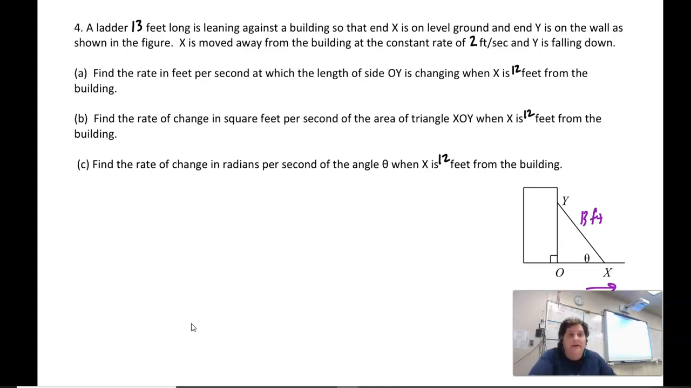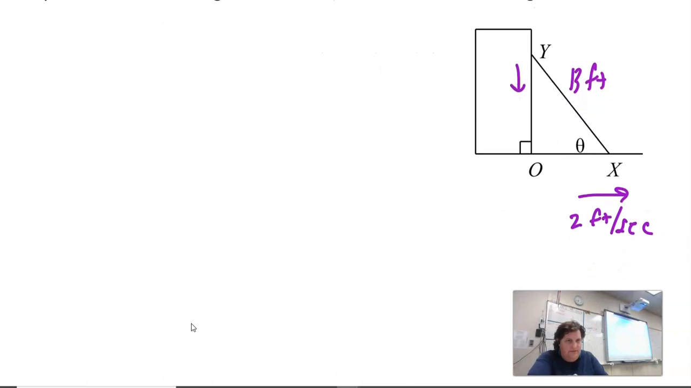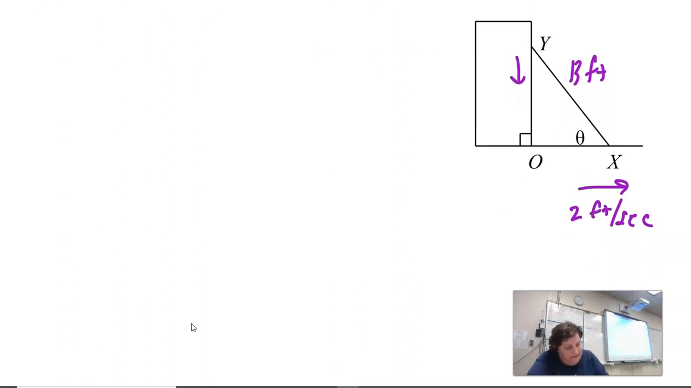Woo, this guy's flying. And Y is falling down. Find the rate at which the length of side OY is changing when X is 12 feet from the building. All right. First of all, let's look at our triangle for a second, okay? At the instant when X is 12 feet, this is a triple. If you know your triples, it's going to help you go a little bit faster. This is 5 feet. Okay, so that's a 5, 12, 13 triangle.